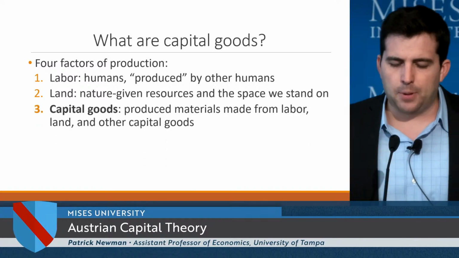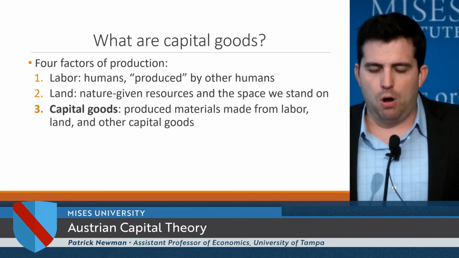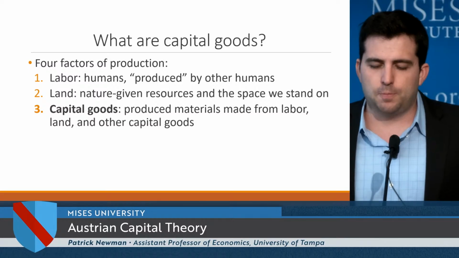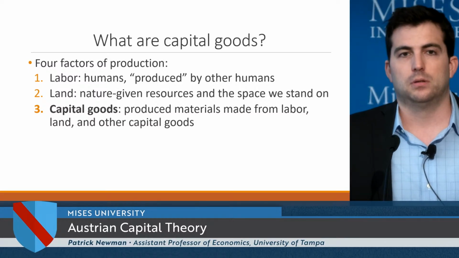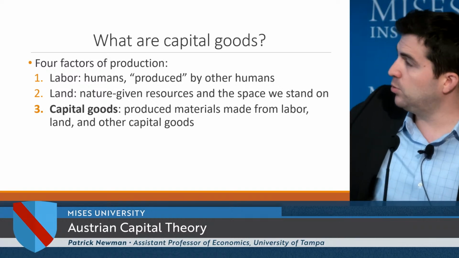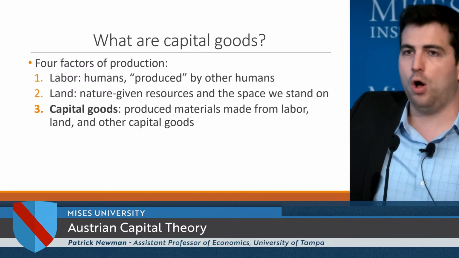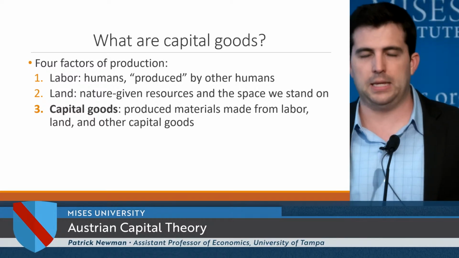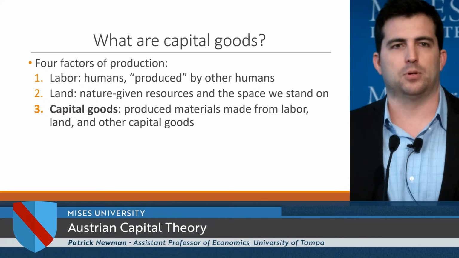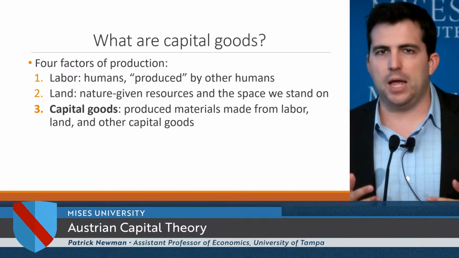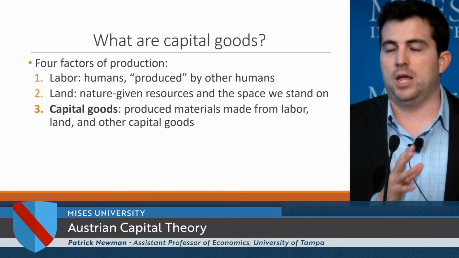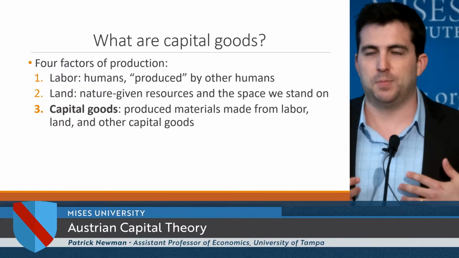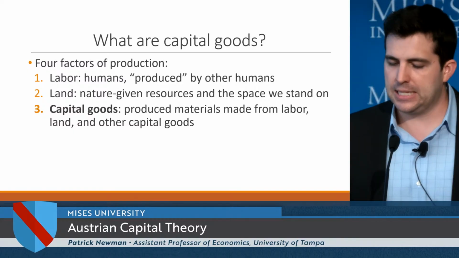And then we come to capital goods, and we can define these as the produced materials made from labor, land, and other capital goods. Right? And again, this is what distinguishes us. This is how we've evolved over the centuries, just making more and more types of capital goods. Yes, humans, we've slightly changed, but Mother Nature is still the same. We've only changed Mother Nature through our own capital goods, but capital goods is what really distinguishes us.